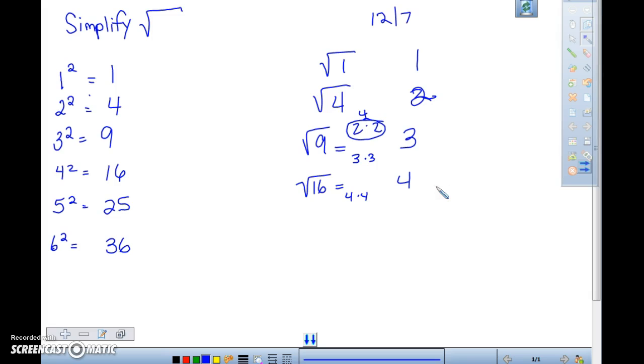But the question becomes, what if the number isn't nice and perfect? How is that going to look? And we're not going to use decimals. We're going to simplify it so we've got a square root. So your calculator is probably not going to help you a whole lot. Okay? No decimal answers. Okay? So let's look at one.